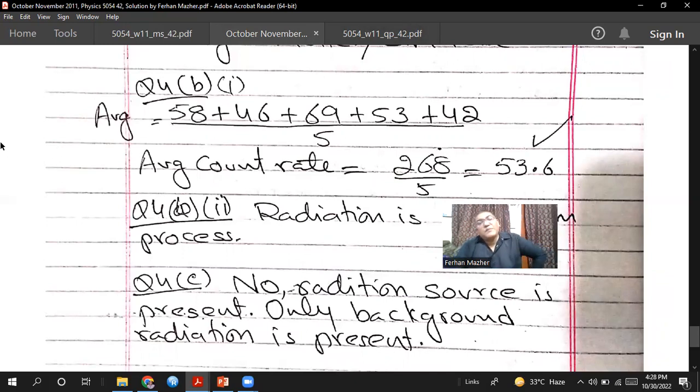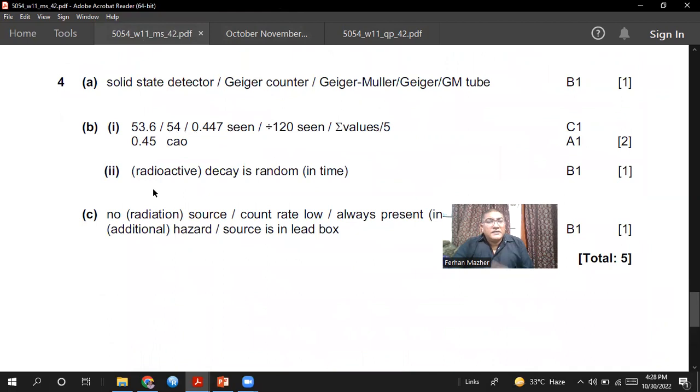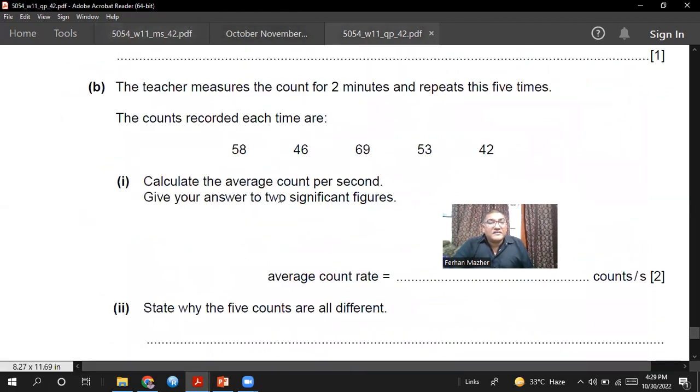So it will be 58 plus 46 plus 69 plus 53 plus 42 equals 268, divided by the total number of data. So that will be 5. So 268 divided by 5 will be 53.6. 53.6 is the right answer, sir.